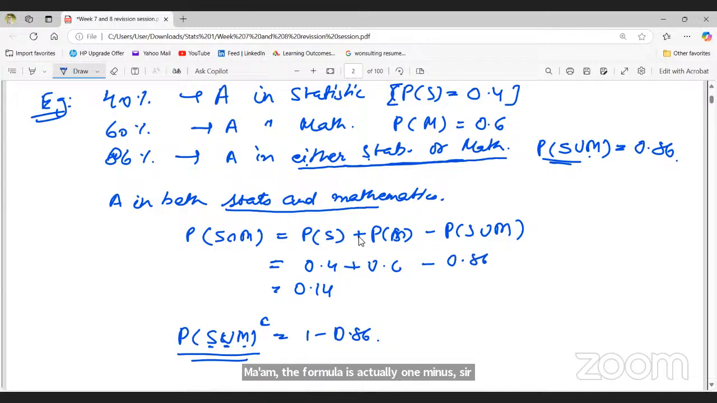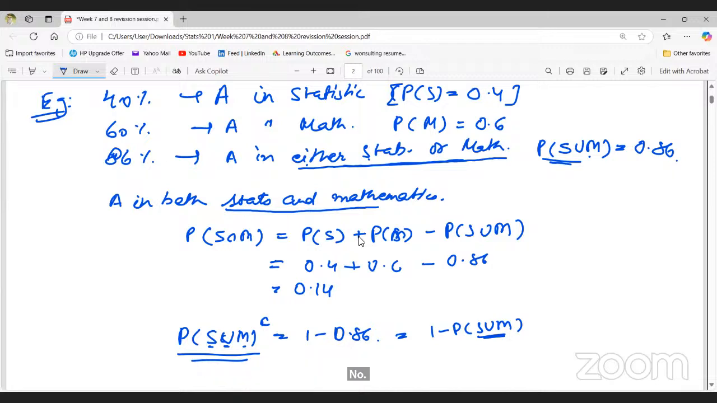The formula for this is probability of S union M complement is 1 minus S intersection M, right, ma'am? No, it's 1 minus the probability of S union M. Is it clear? Like De Morgan's law, 1 minus something, 1 minus P of S union M.